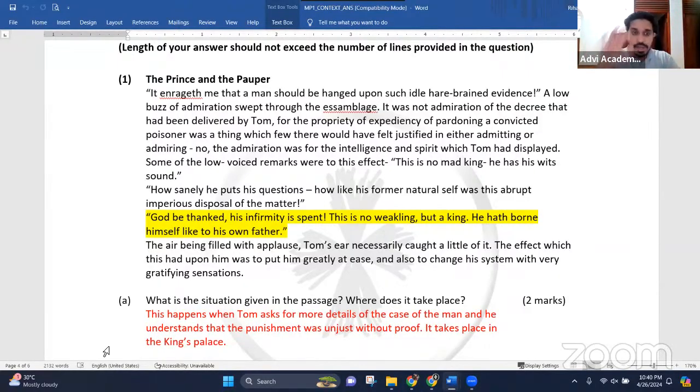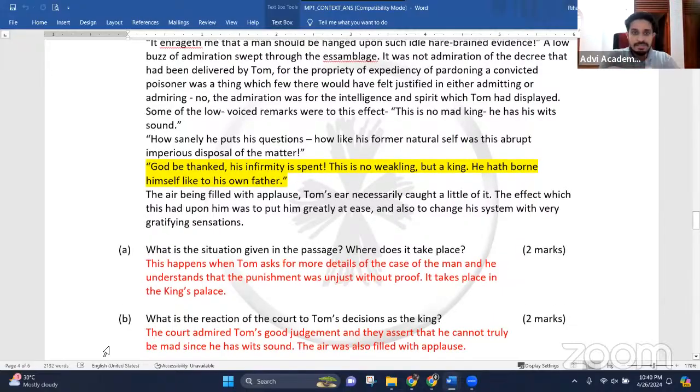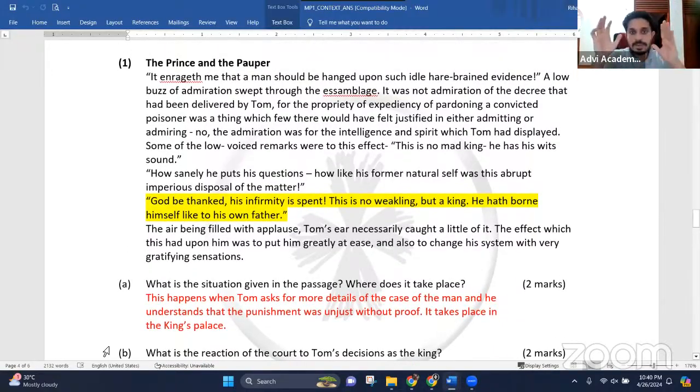Then when you come to the context, be it Prince and the Pauper, Bringing Tony Home, or Vendor Sweets, when you read it, try to figure out where it is coming from in the story. Now, look at this: "It enrageth me that a man should be hanged upon such idle, hair-brained evidence." Somebody is talking about how there is no evidence, but they're trying to hang a person.